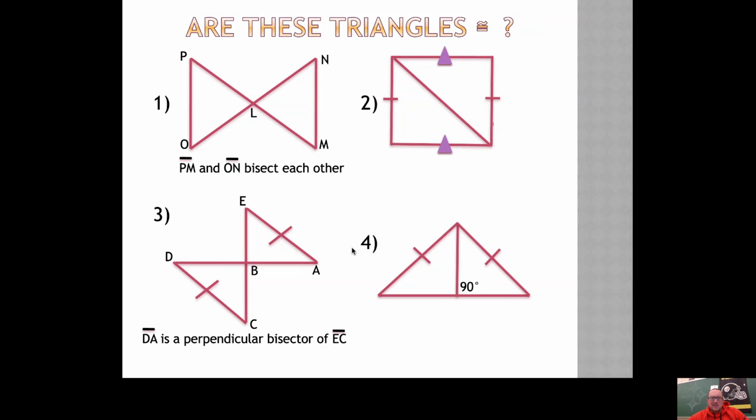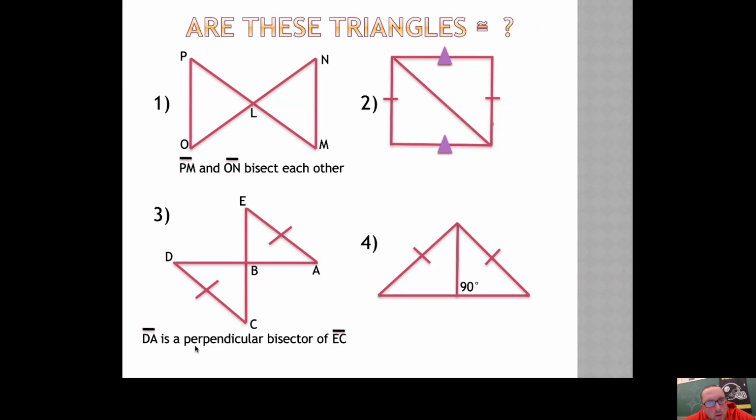This is our lesson 6.5. This is the second part. Are these triangles congruent? Remember, we have the side, side, side, side, angle, side, angle, and angle, angle, side postulate. We also learned a new postulate in this section.